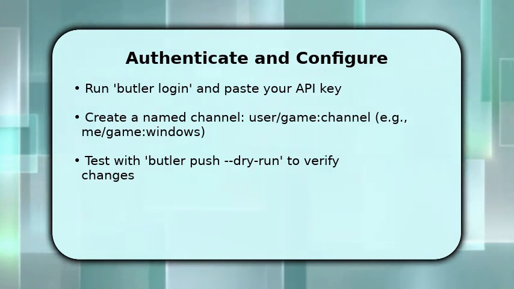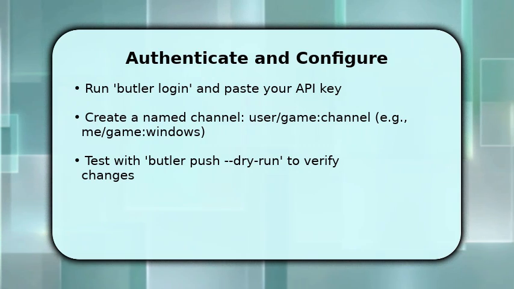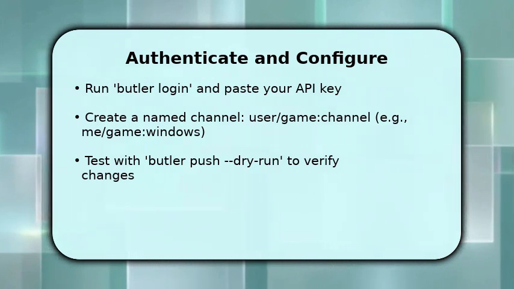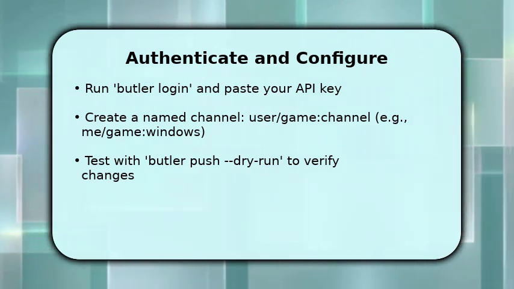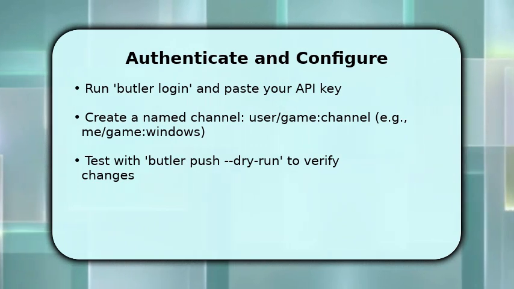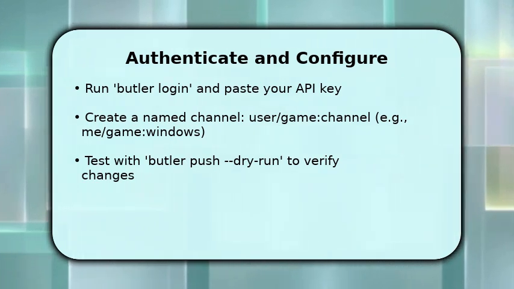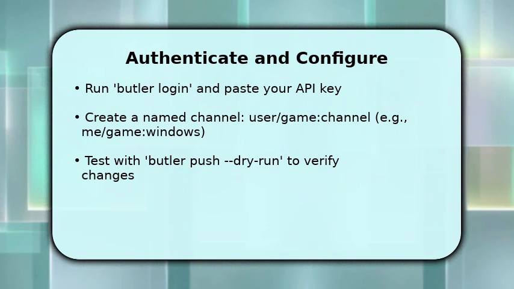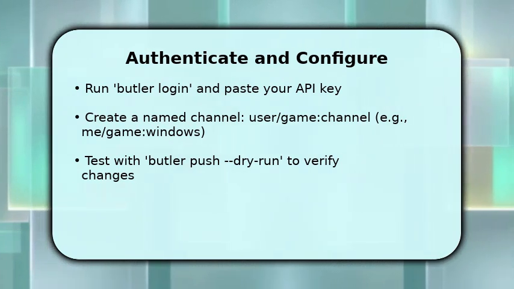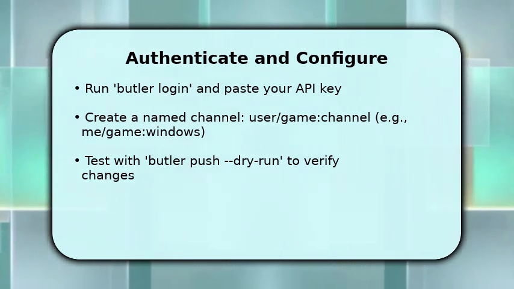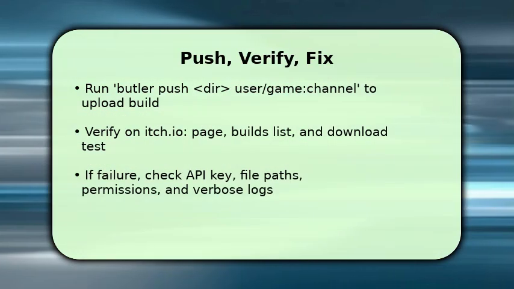Use butler push with a small test file first, or run a dry run to preview what will change. This prevents accidental overwrites. Make sure to include platform-specific flags and a clear channel naming convention, so future pushes are predictable and easy to revert if necessary. You push the actual build with butler push directory user/game:channel and watch the output for success messages.